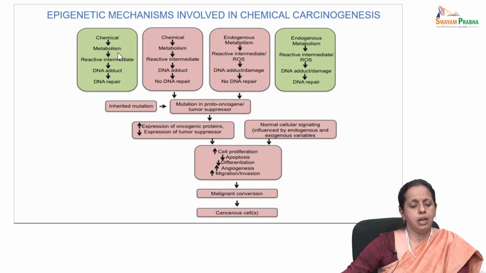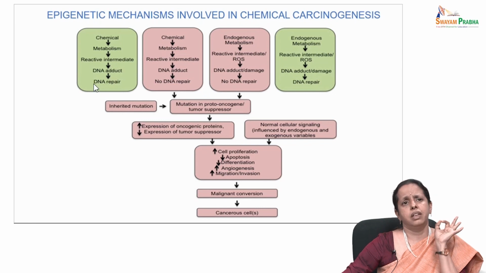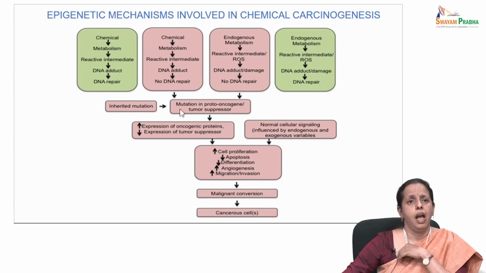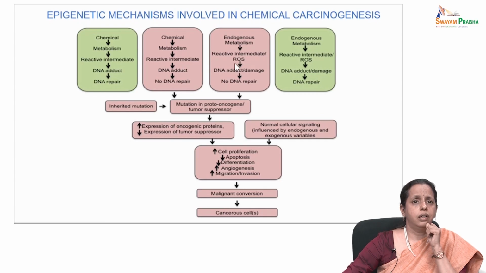So here you have a chemical which goes through metabolism and forms a reactive intermediate, and then a DNA adduct is there, and then a DNA repair mechanism works functionally. Absolutely nothing to worry about, it's just normal. Coming here, you have chemical metabolism, then the reactive intermediate, the DNA adduct, and here no DNA repair. When your DNA repair mechanism is not there, you have a mutation in a proto-oncogene or in a tumor suppressor gene, or maybe it could even happen via inherited mutations.